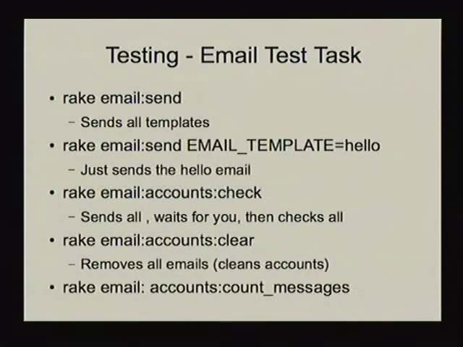So rake email just sends all of your templates. It walks through the user directory and sends an email for each one. You can specify which template you want with a variable at the command line. That can actually be a comma-separated list of them. The rake email accounts check is where the real magic is. It does the sends and then waits for you to hit enter and then goes through and checks all of those accounts.